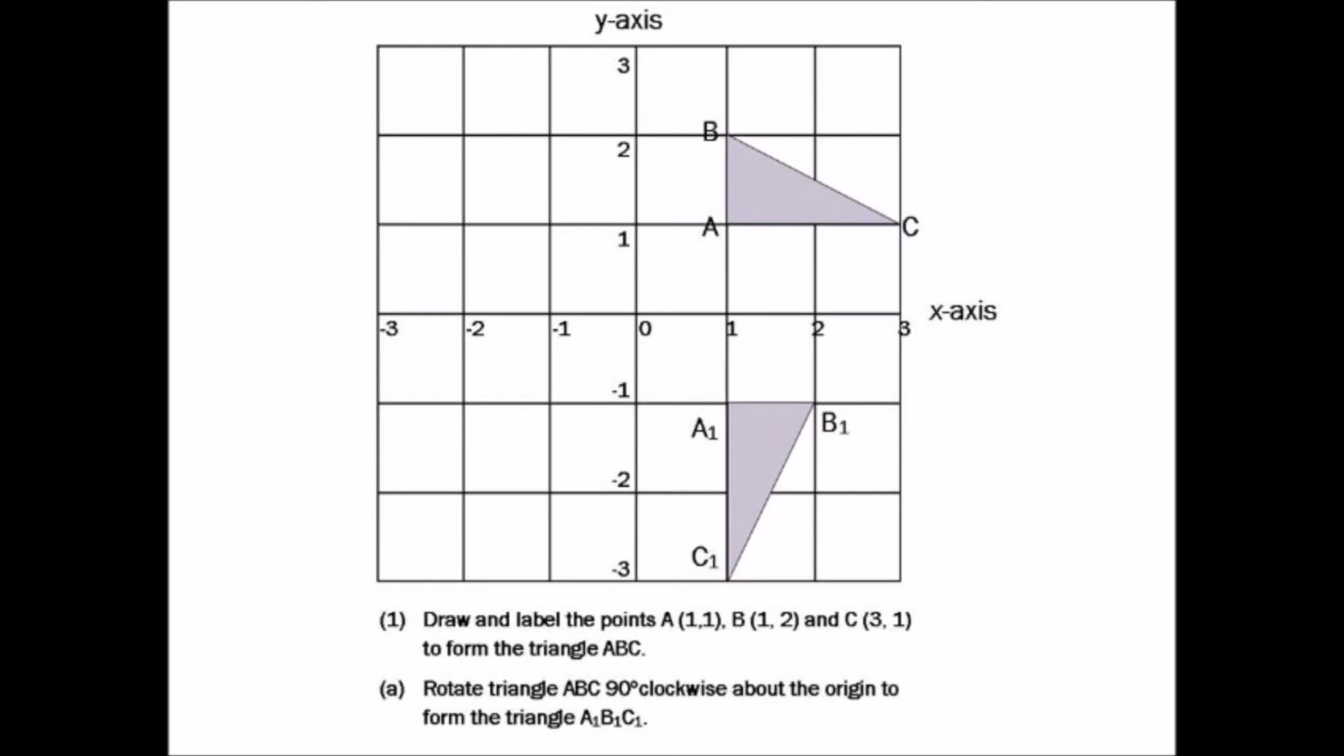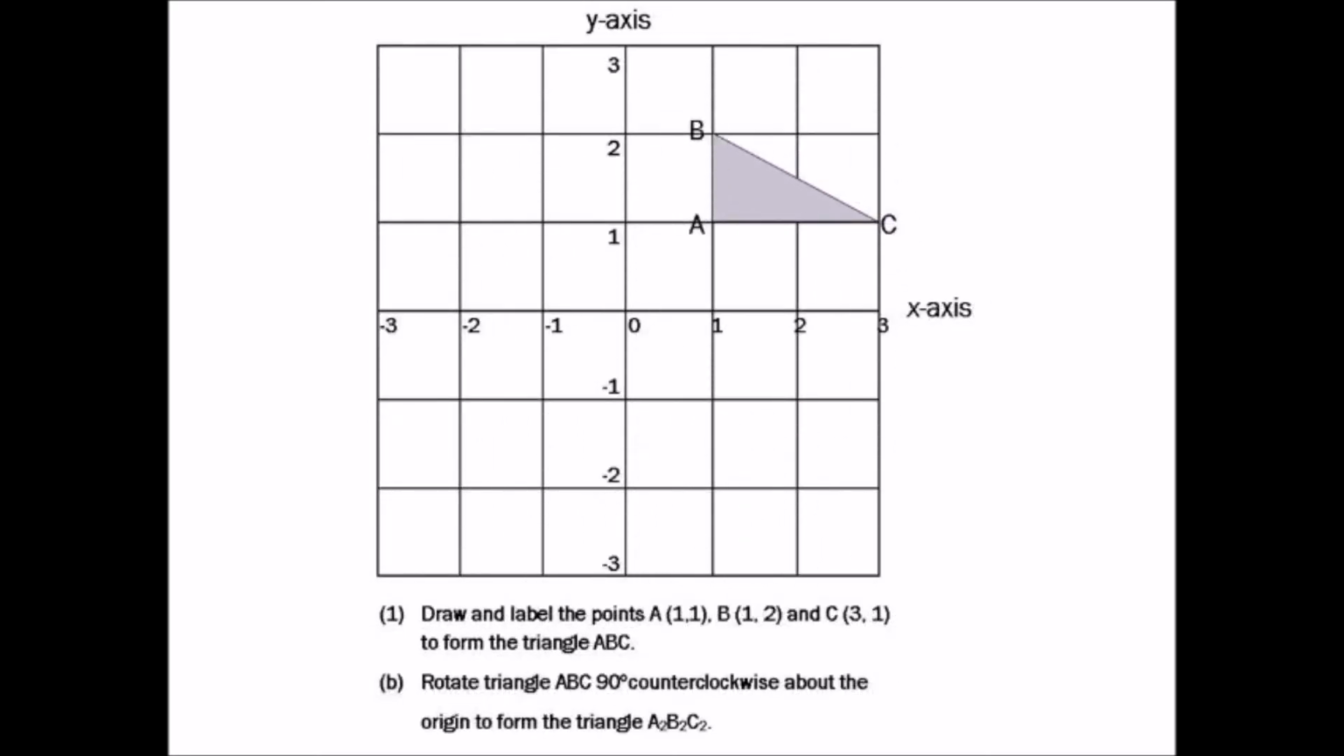Okay, so that was a typical examination question you'd get. Let's try another one now. It says draw and label points. We're dealing with the same triangle, (1, 1), (1, 2), (3, 1). Now B: rotate triangle ABC 90 degrees counterclockwise about the origin to form the triangle A2, B2, C2. So rotating that same triangle counterclockwise 90 degrees.